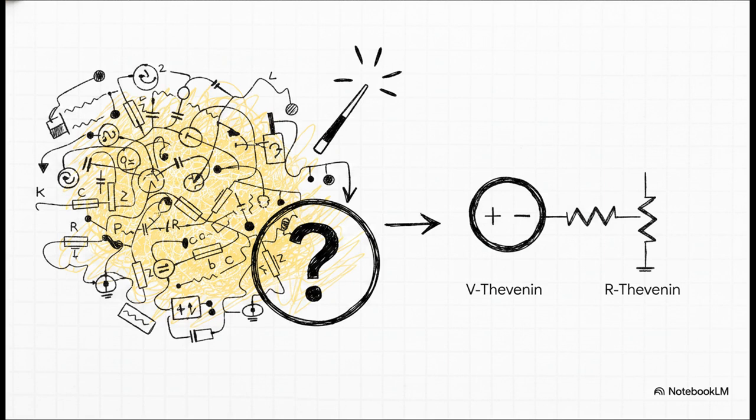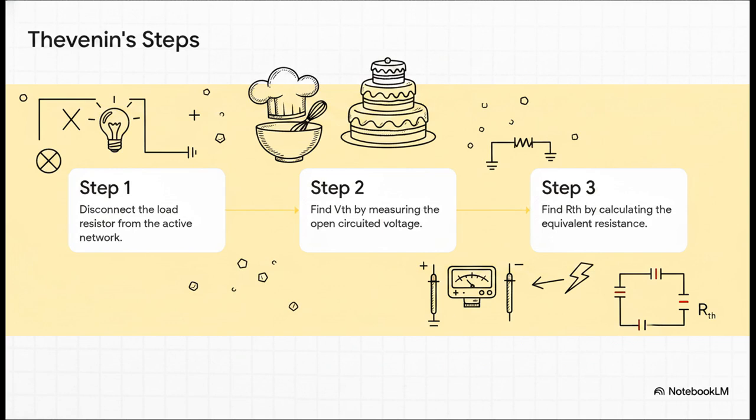You cover up the chaotic part of the circuit, wave a wand, and replace the whole shebang with just one battery and one resistor. I know, it might sound like complex magic, but we can actually break it down into a super simple, low-stress, three-step baking recipe. Step 1. You temporarily disconnect the load. That's just the part of the circuit you're actually interested in.